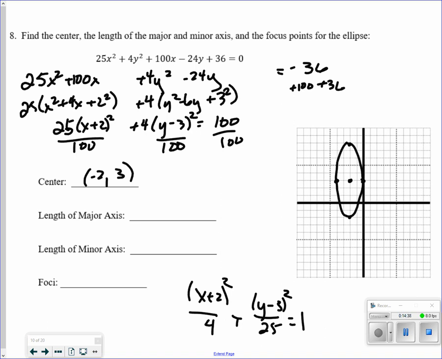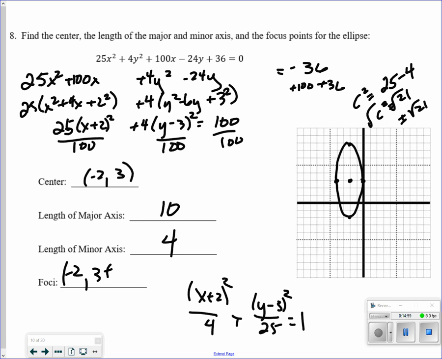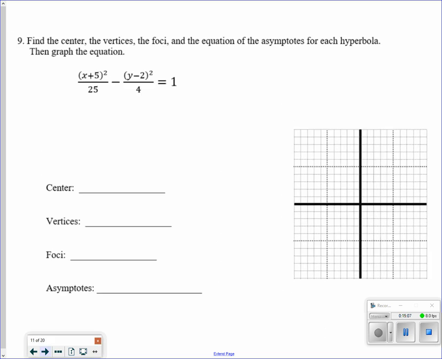Length of the major axis: I went up and down 5 for a grand total of 10. Left and right 2 for a grand total of 4. And then c. c squared equals a squared minus b squared. So I get c squared equals 21. So plus and minus the square root of 21 is my c value. The y is larger, so I take the center and add the c value to the y of the center. Hyperbola is the last one here.